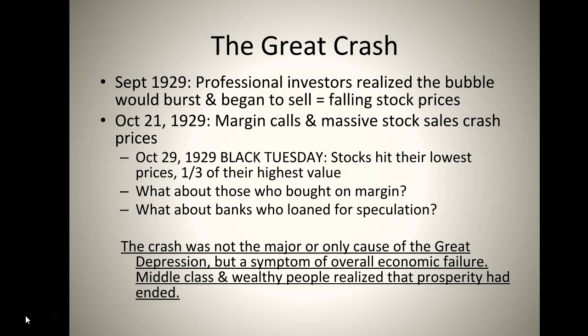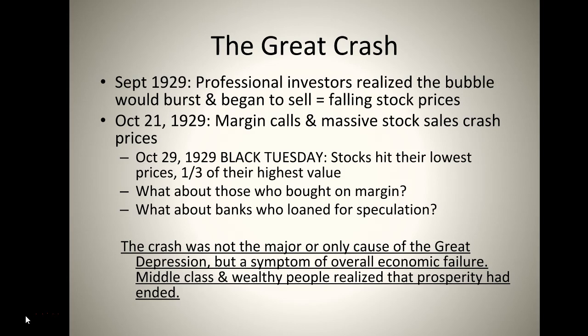September 29, professional investors begin to realize that the stock market is a bubble, that it's built kind of on lies, and you start having professional investors selling out very quietly. By October, your ordinary stockbrokers that aren't on the in track are going to figure this out, and they're going to start selling off very quickly, calling in margins, and you're going to have massive stock sales, and this is going to crash prices. So that by October 29th, 1929, stocks are at their lowest value, which is 1/3, okay?